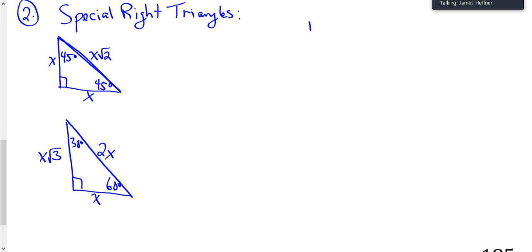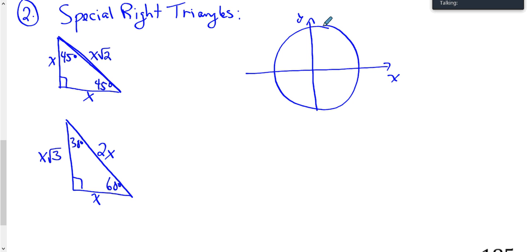So let's take 45, 45, 90. Let me draw a unit circle in here. Okay, so let me draw an angle that's a right angle, 45, 45. Our reference angle there is 45. Our theta is 45 degrees, right? If I put that triangle in like this, and this hypotenuse, we know that's 1 because it's a unit circle.